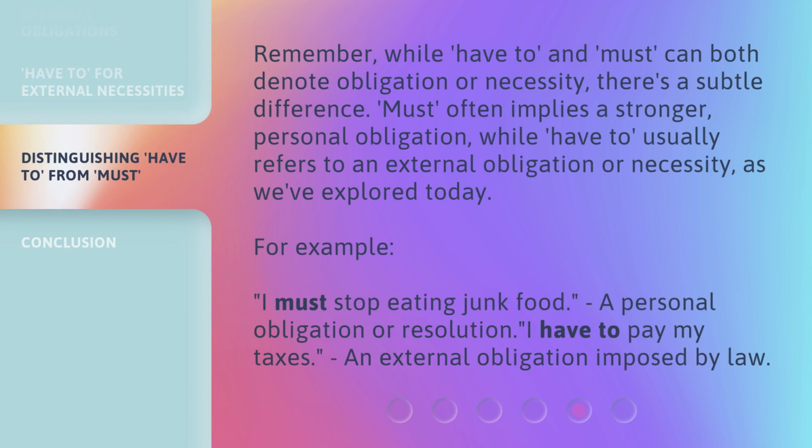Remember, while have to and must can both denote obligation or necessity, there's a subtle difference. Must often implies a stronger, personal obligation, while have to usually refers to an external obligation or necessity, as we've explored today. For example, I must stop eating junk food. A personal obligation or resolution. I have to pay my taxes. An external obligation imposed by law.